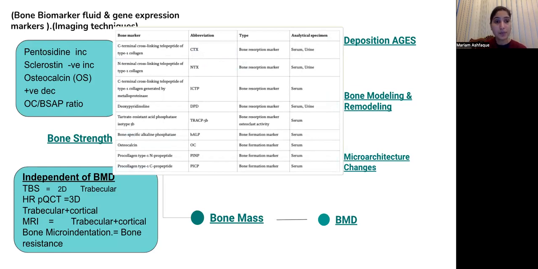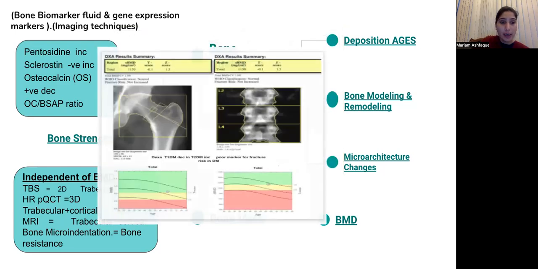And another one is sclerostin. This is a bone resorption marker, which is increased in diabetes. Osteocalcin is a bone formation marker, which is decreased in this case. There are a lot of markers, but I have a time limitation. So let's move on.